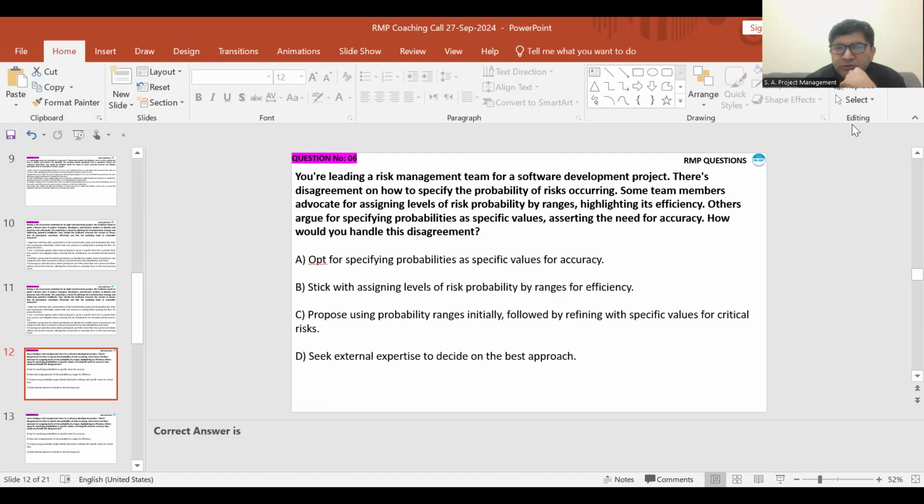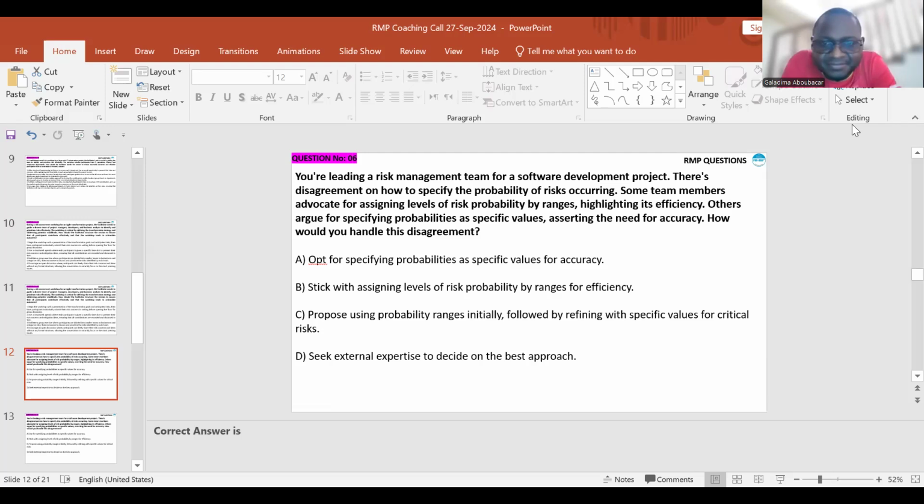Some are saying we should develop the ranges. Okay, the probability of this risk is from 1 to 3, or we can say 1.5 to 2.9. And others say no, give a specific value, either stick to 2 or 2.1. If we are talking about ranges, yes, it can be decimals also, or we go 1 to 3 like this. So which one is the best? Which approach will you select? There are two groups in your team. One is saying specific value, the other is saying ranges.